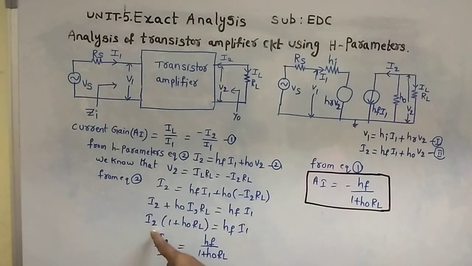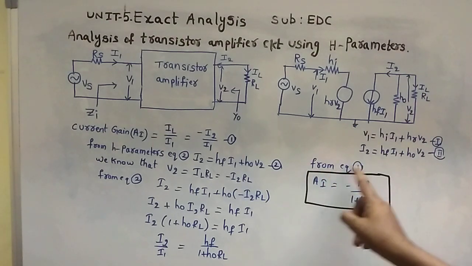In those two terms I am taking I2 common. If you take I2 common, 1 plus HO into RL is equal to HF into I1. So from this I am going to find I2 by I1, which is equal to HF by 1 plus HO into RL.